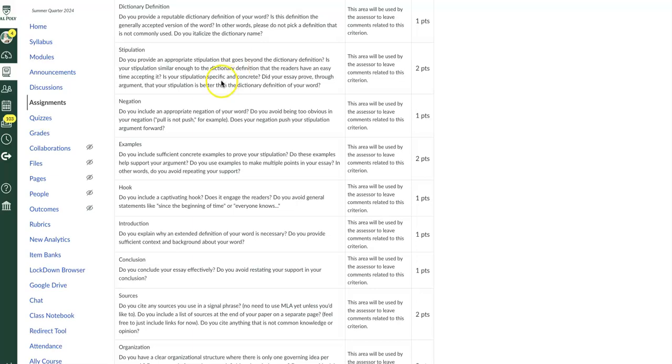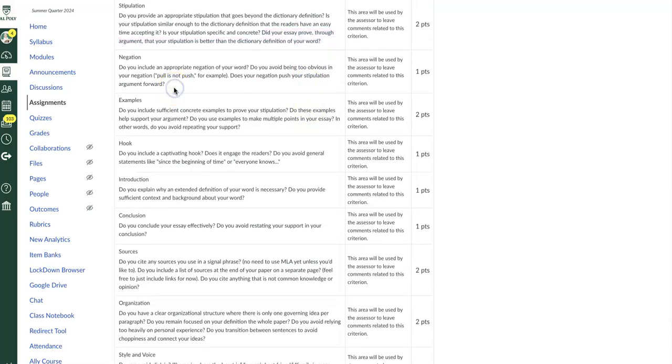Is your stipulation similar enough to the dictionary definition that the readers have an easy time accepting it? So you don't want any stipulation that's completely out of left field. Is your stipulation concrete and specific? And did your essay prove through argument that your stipulation is better than the dictionary definition of the word? So again, the main point of this definition essay is this highlighted section right here.